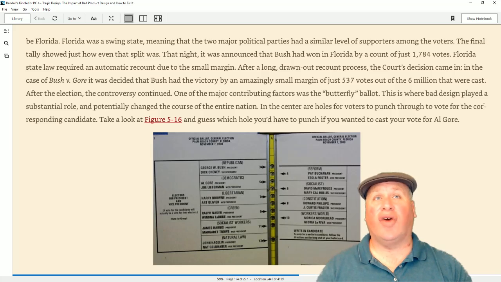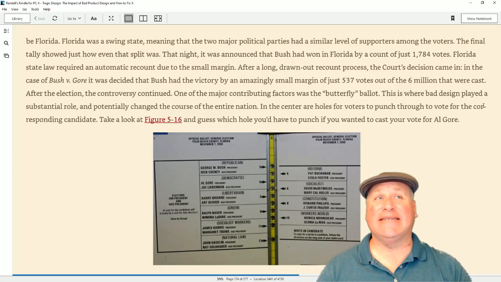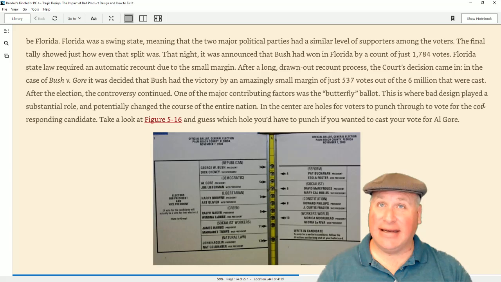After a long, drawn-out recount process, the court's decision came in the case of George Bush versus Gore. It was decided that Bush had the victory by an amazingly small margin of just 537 votes out of the 6 million that were cast. After the election, the controversy continued. One of the major contributing factors was the butterfly ballot. This is where bad design played a substantial role and potentially changed the course of an entire nation.